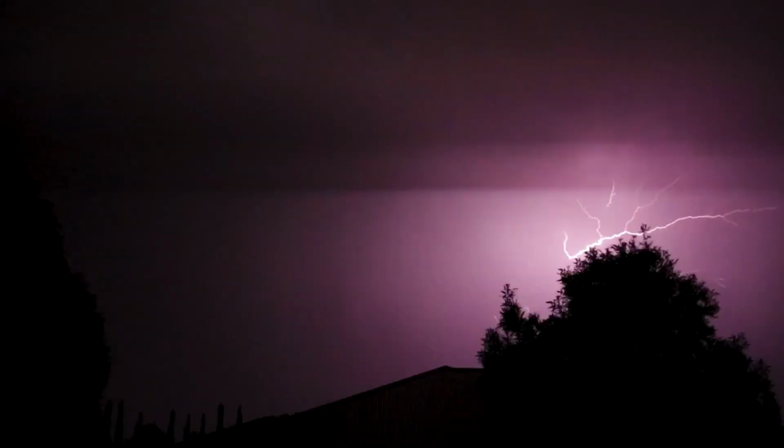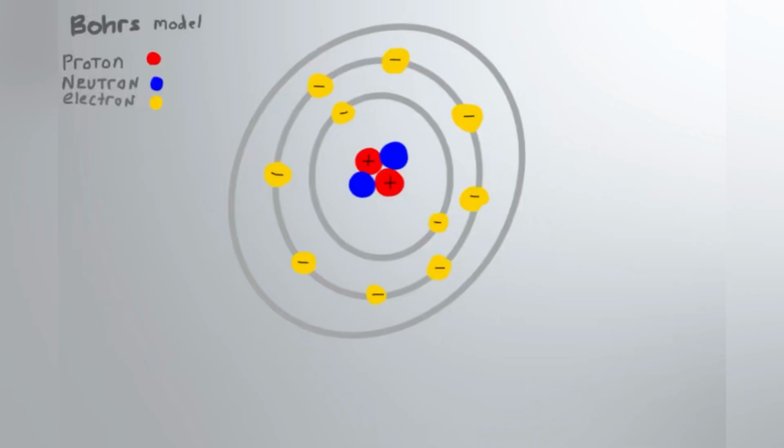So now moving on to the study of electricity and how it works. It works on the atomic level, and this is the Bohr model. This represents the inside of an atom. It's the nucleus of an atom.